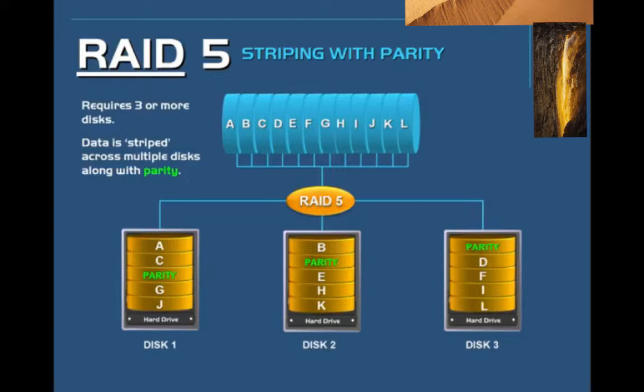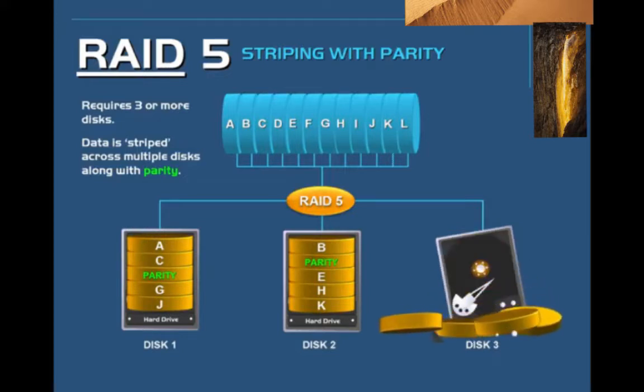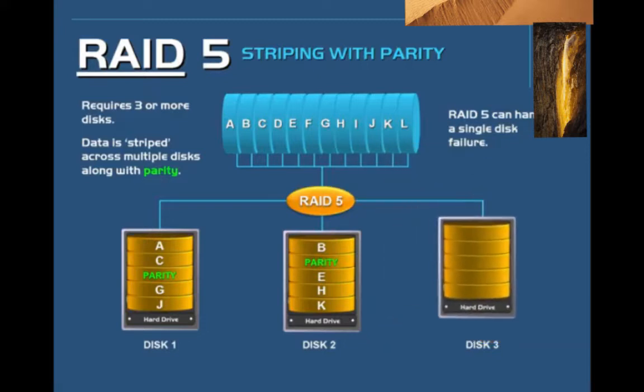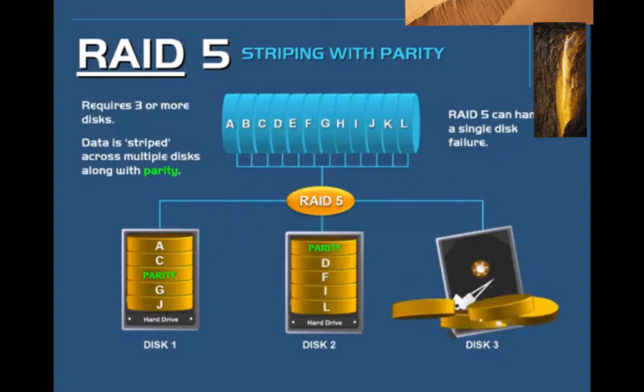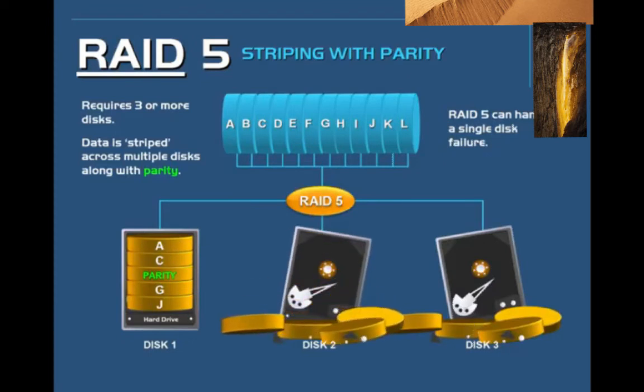Now, in a RAID 5 setup, if one disk were to fail, you would not lose any data, because RAID 5 is designed to handle a single disk failure. So all you would have to do is replace the failed disk with a new one, and then RAID 5 would use the parity information from the other disks to rebuild the data on the new hard drive. However, if 2 disks were to fail at the same time in a RAID 5 setup, then all the data would be lost, because RAID 5 is not designed to handle 2 disk failures at the same time. It can only handle 1 disk failure at a time.